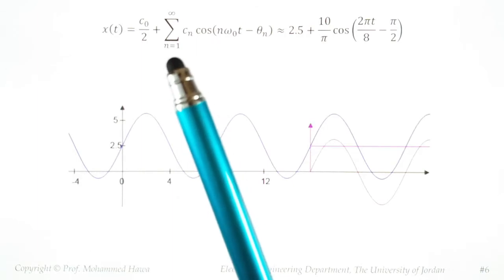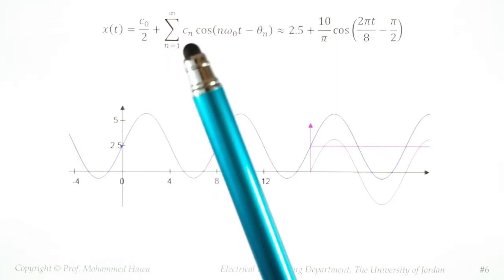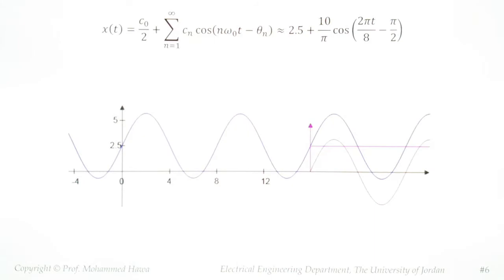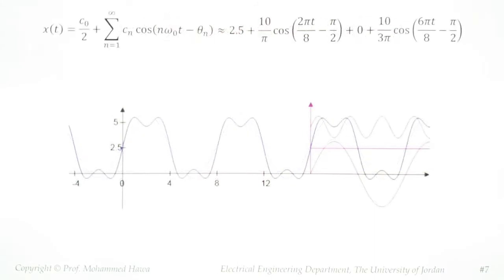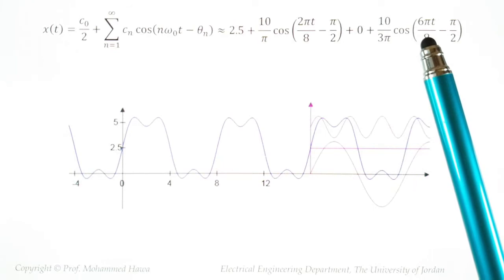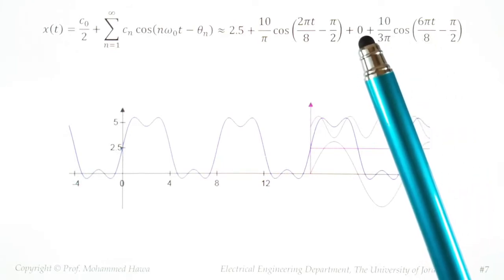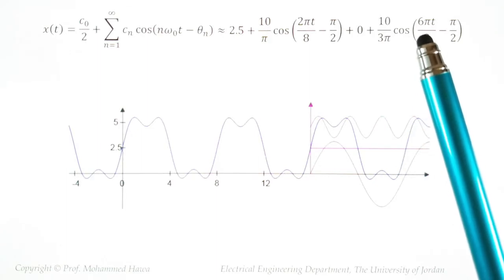Now let's go one step further. I need more cosines. It's not enough to take one cosine, n equal 1. I need n equal 2, n equal 3, n equal 4, n equal 5, n equal 6, and so on. I need to go to infinity. I need infinity cosines. So here I start adding more cosines. I'll add this cosine here and this cosine here. This cosine here has frequency 2 times the fundamental. And this cosine here has frequency 3 times the fundamental.